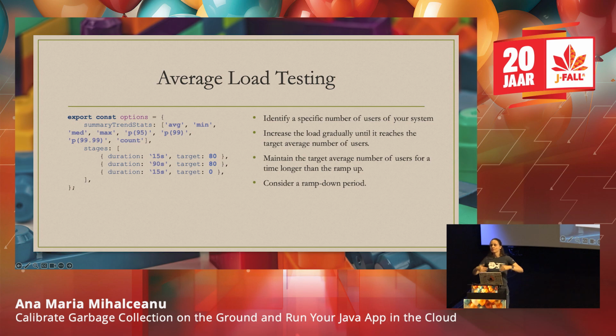Then average means holding at a certain point, with a certain amount of requests continuing to come, or a certain number of users using your application. And of course, a ramp-down period to cool down your application and see how it behaves when there's not much pressure on it after it was under average stress for a while. So that's pretty much the setup.